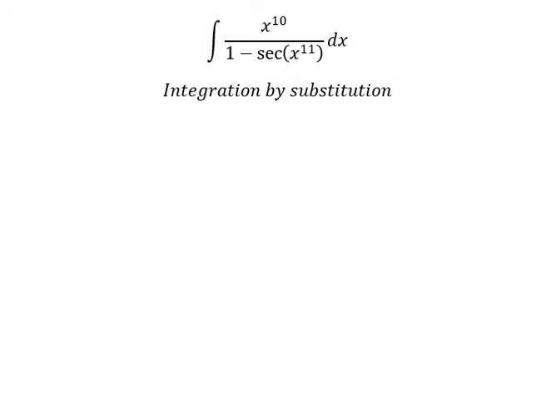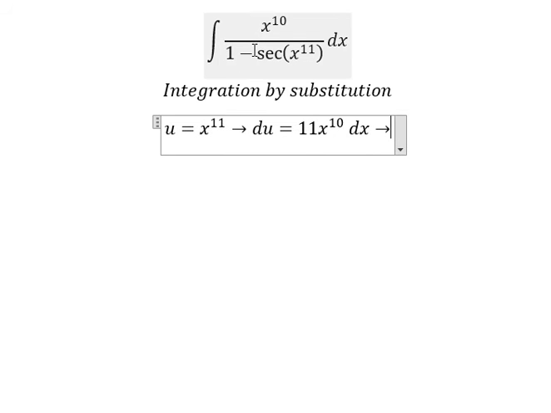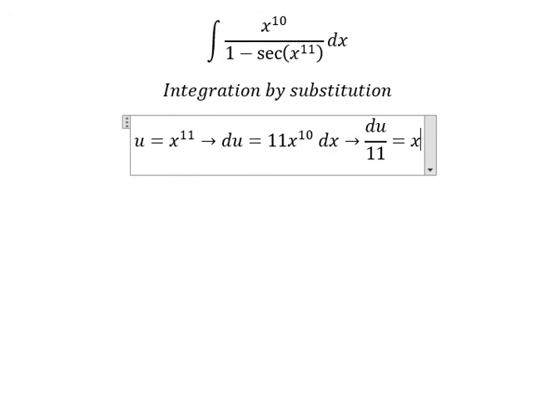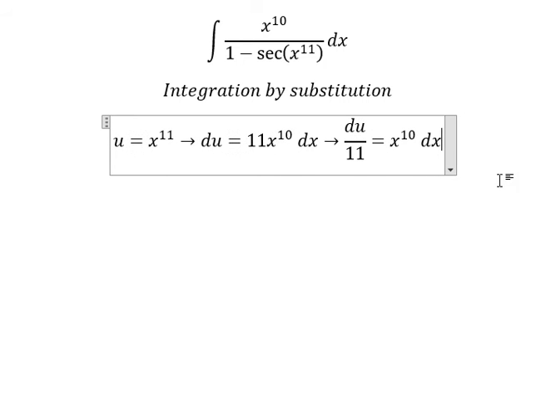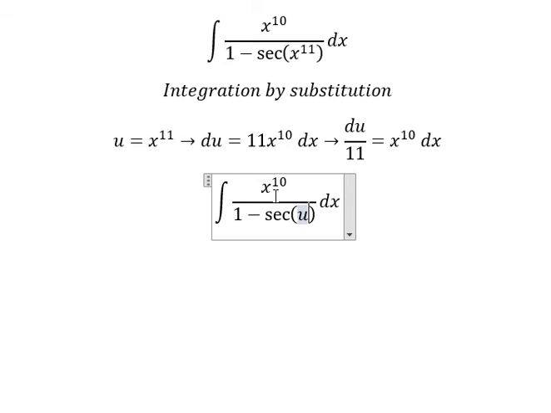So I will put u equals s to the power of 11. If I take the first derivative of both sides, you get du equals 11 s to the power of 10 ds. Because we don't have the number 11 here, we need to divide both sides by 11, and you get s to the power of 10 ds. This one we change by u. S to the power of 10 ds we change by du over 11.